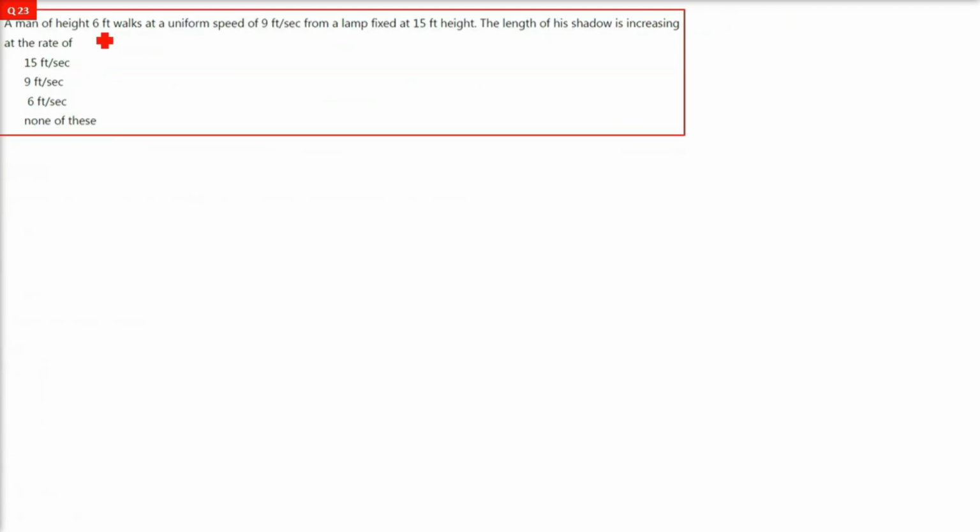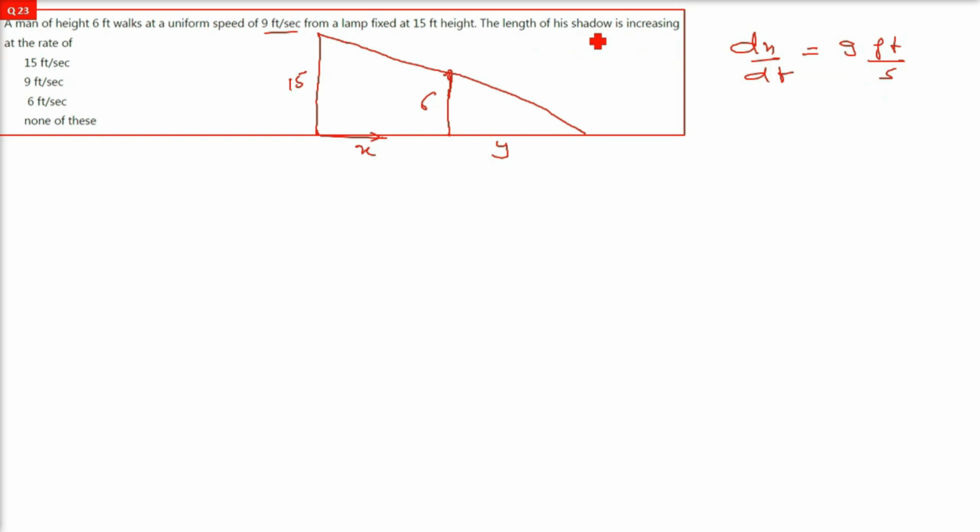A man of height 6 feet walks at a uniform speed of 9 feet per second. Exactly the same question with different values. So 9 feet per second walking away. A man who is 6 feet high, and 15 feet is the height of the lamppost. 15 and 6 I have written. Making a triangle, there are two triangles actually. x and y, we have assumed. So dx by dt is 9 feet per second, and dy by dt has to be computed, evaluated.